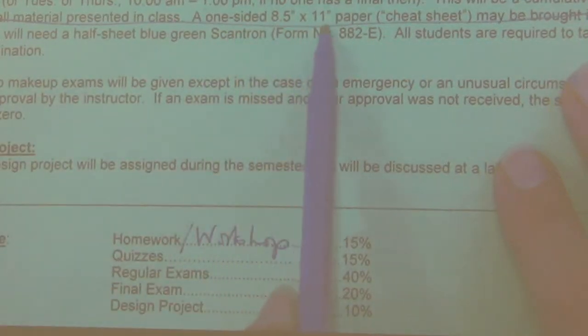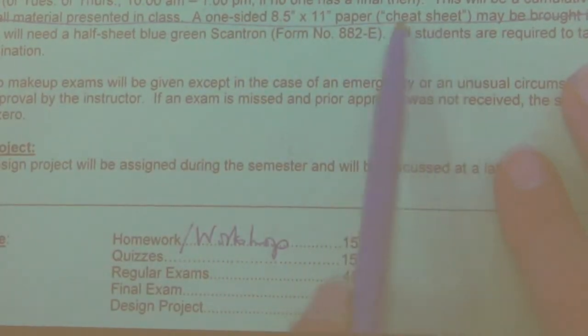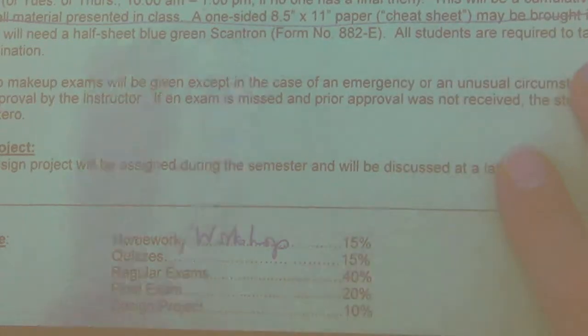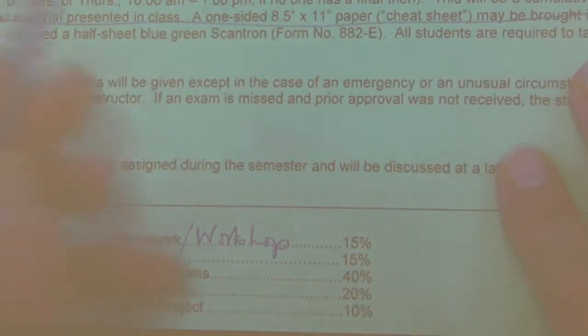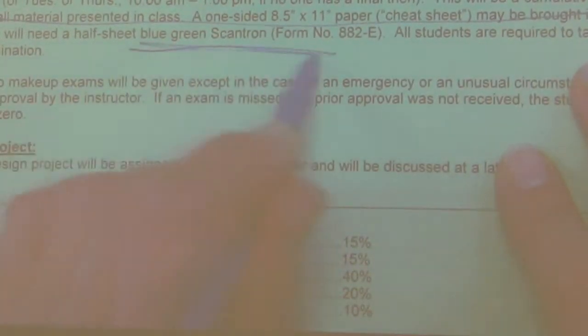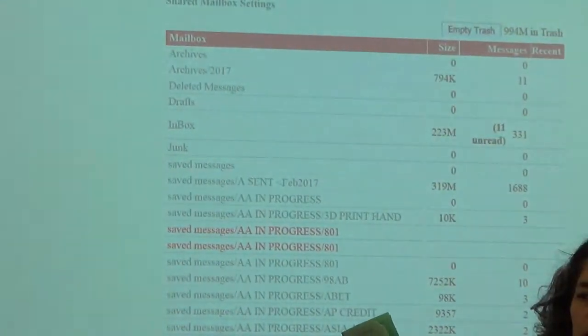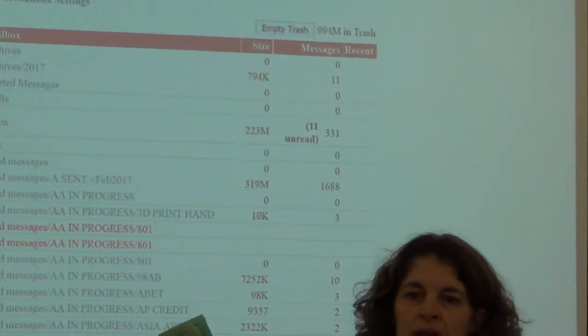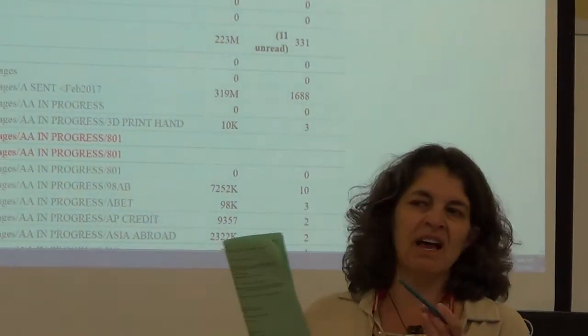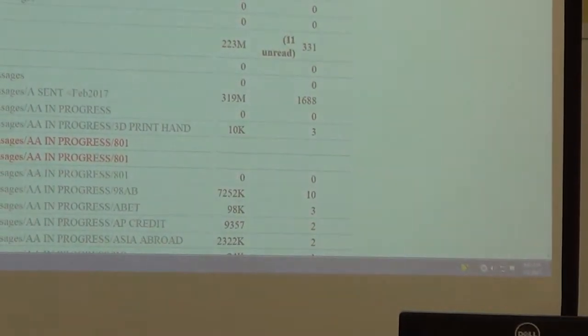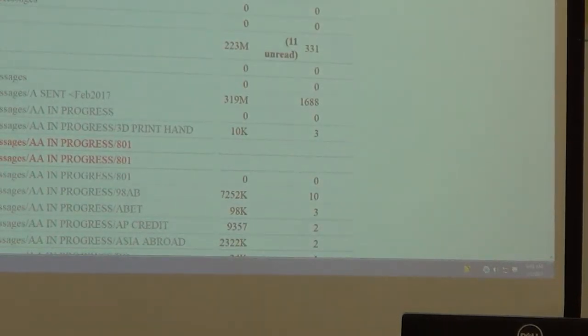A one-sided 8 by 11 sheet of paper can be brought in as a cheat sheet. Into the exam, you will need a half-sheet blue-green Scantron. So it's half a sheet. It's a little bit more aqua than this. Yvette, could you hold up your water bottle? It's actually in between that, it's like that color. Okay? So what does that mean? It's actually a multiple choice exam.